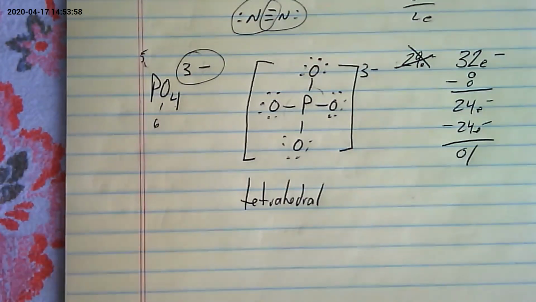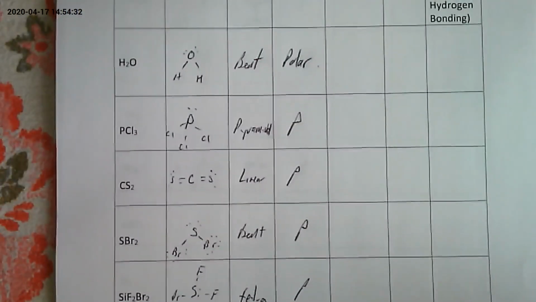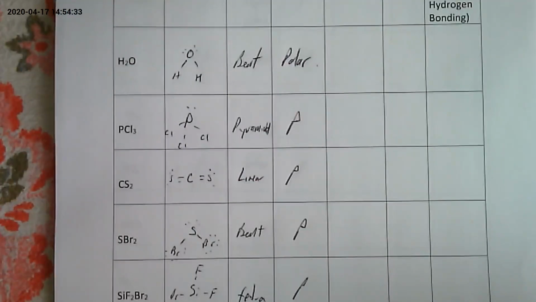Phosphorus is your central atom because it's by itself. You have an O, you have an O, you have an O, and an O. You just used 8 electrons, now you have 24 left. You satisfy the octet of all the outside atoms. And that uses all 24, which is okay because our central atom has 8 around it. So there you go. Now, this is going to be tetrahedral if you look at your chart. So you write down the shape.